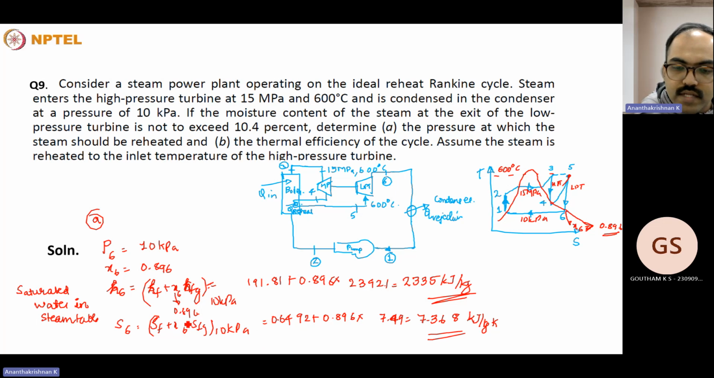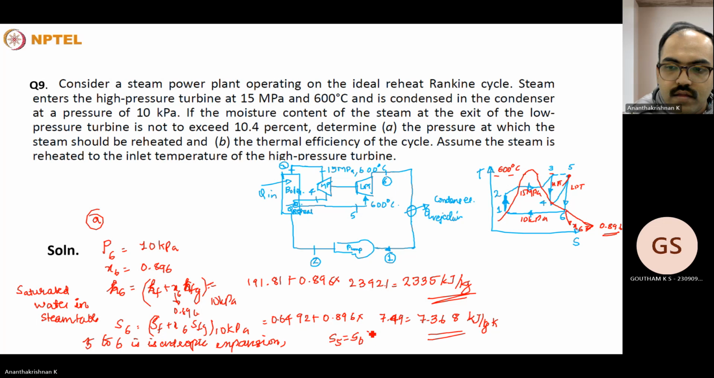So we know the state point 6 right now. So all the properties we know, and these processes, these expansions in the turbine as well as the pumping process from 1 to 2, everything will be isentropic. This is an ideal Rankine cycle. So what we could see is that since 5 to 6 is isentropic expansion, S5 will be equal to S6 and T5 will be equal to 600 degrees Celsius.